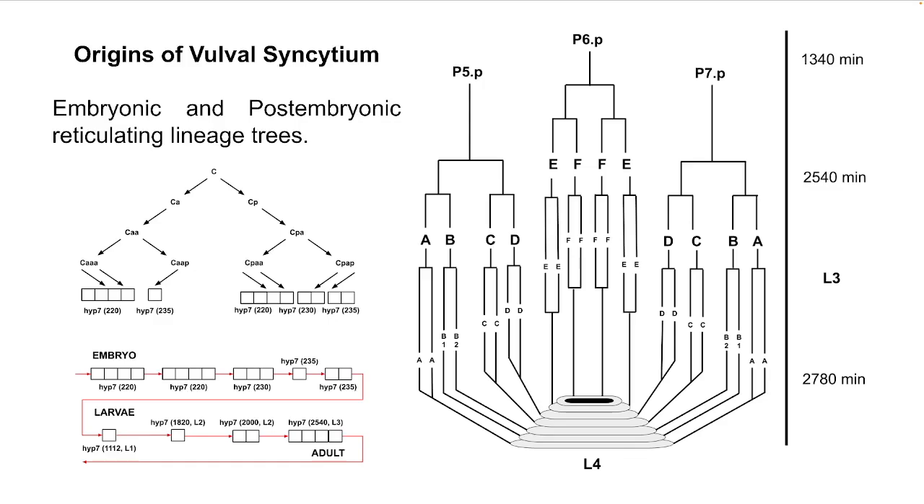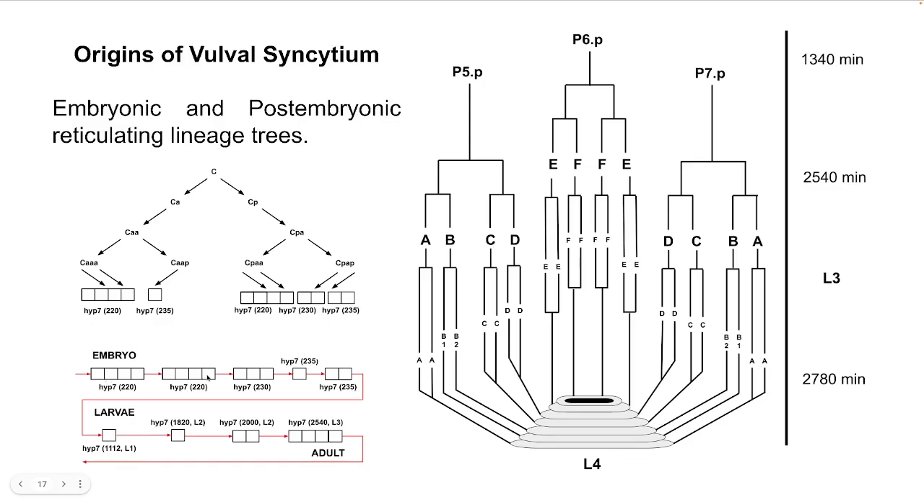So in this case, we have the C sublineage, which divides. So we have 4 cells that end up fusing together into a series of hypodermal cell bodies. And this is CAAA, CAAP, and then another part of the C sublineage, we have CPAA, CPAP, and they form these hypodermal cell bodies at these different points in development. So that's this diagram above. So we have to have this reticulating tree where cells divide and then they fuse back together.